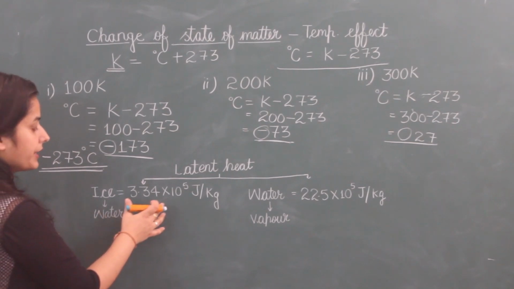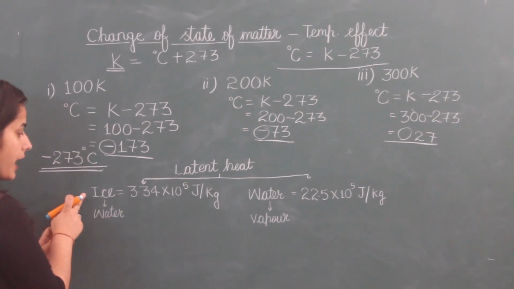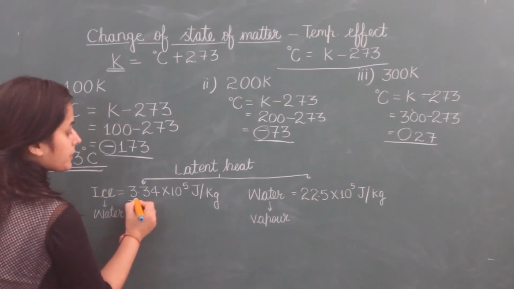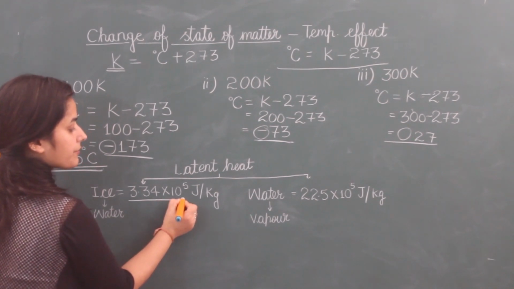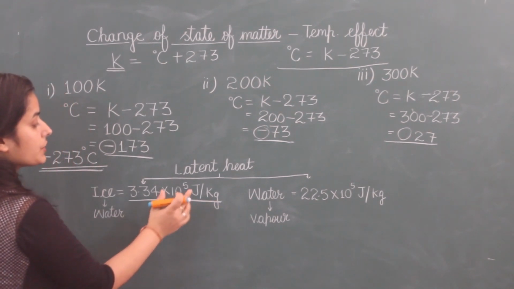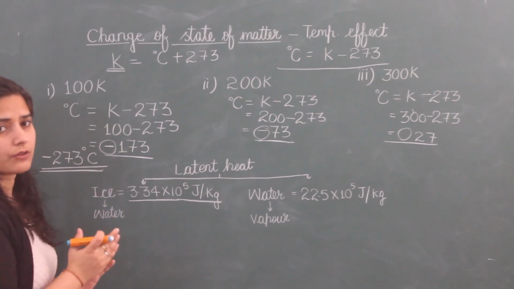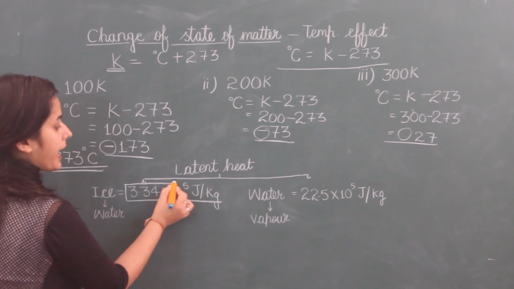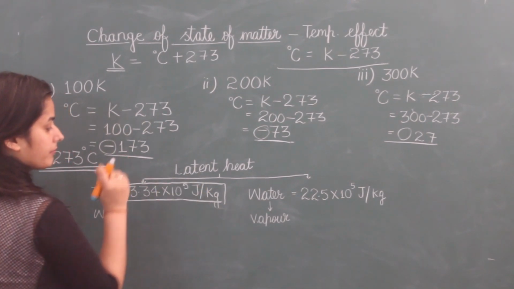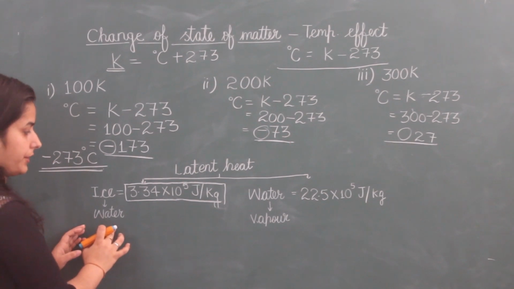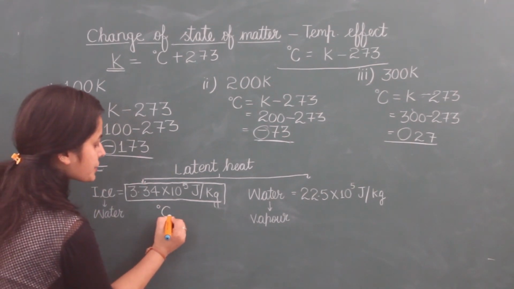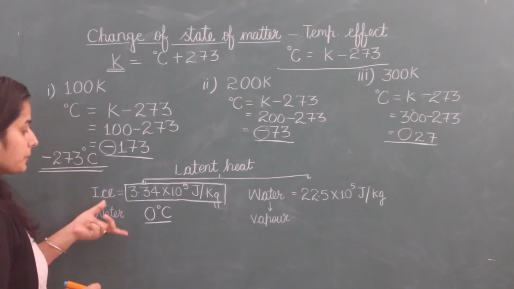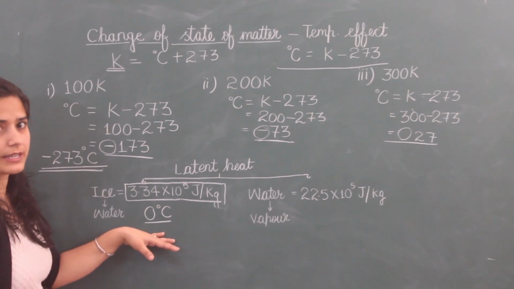There is a fixed value of latent heat for when ice is converted into water. Then 3.34 into 10 raised to power 5 joule per kilogram. That means for 1 liter or 1 kilogram of ice, we have to give this much heat. At this heat only, this ice will convert into water. And at this time, the temperature will remain constant, that is 0 degrees Celsius. Complete ice converts into water at 0 degrees Celsius.